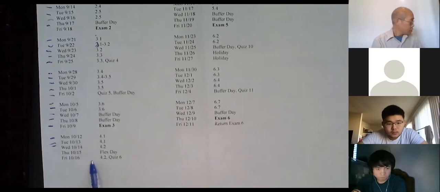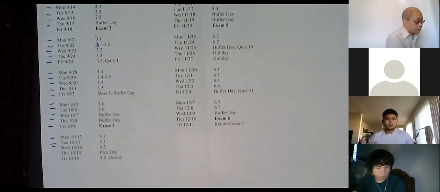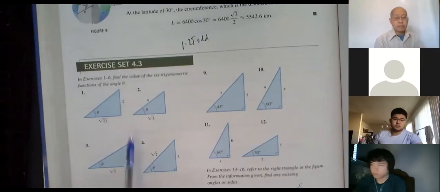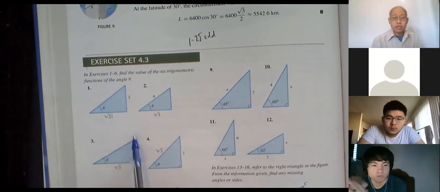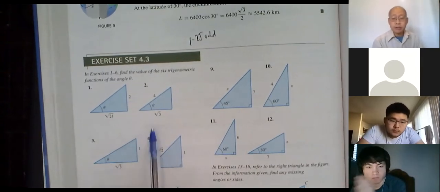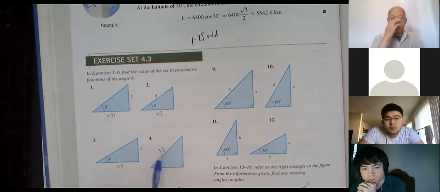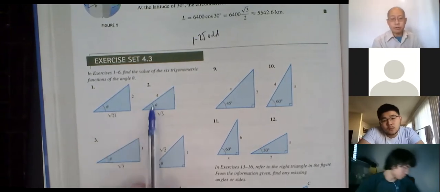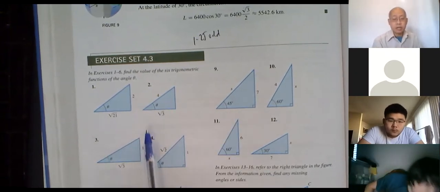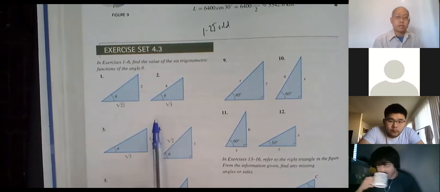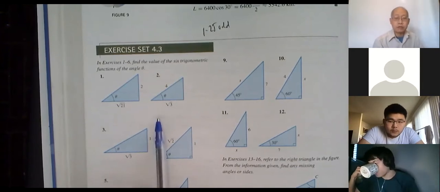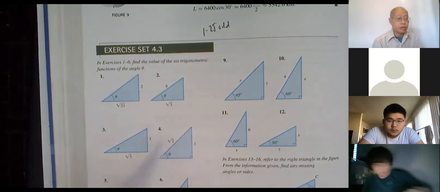I'll give you a quiz, and most likely scenario for the quiz is I'll give you something like this where you'll find the 6 trig functions of the angle theta. Okay, so I'll give you 2 out of the 3 sides. You have to use the Pythagorean theorem to find the third side, right? So like problem 1 or 2 or any of these things. And then I'll say find the 6 trig functions, sine, cosine, tangent, cotangent, secant, cosecant, right? So it shouldn't be that bad. That'll be the quiz.